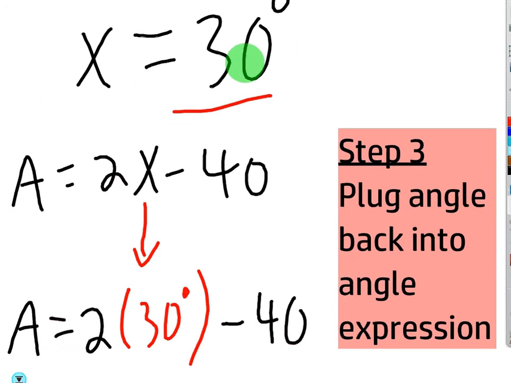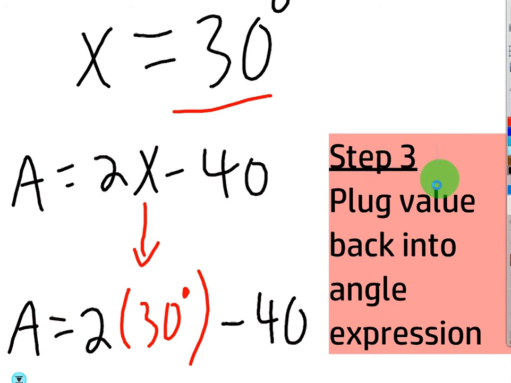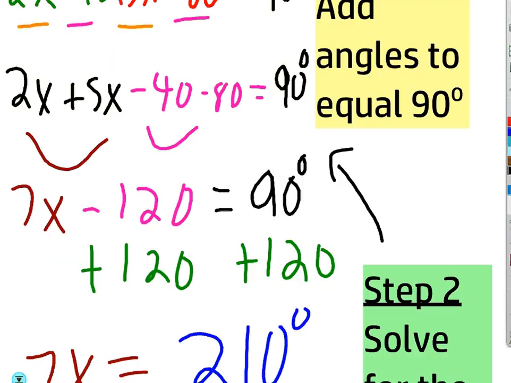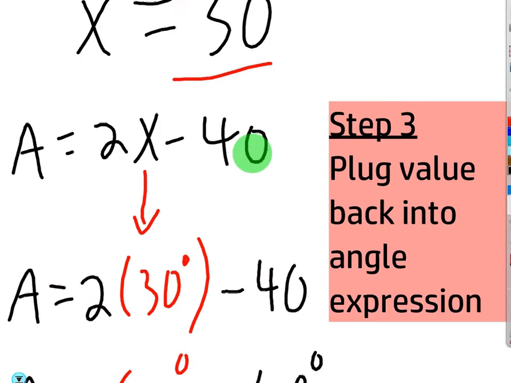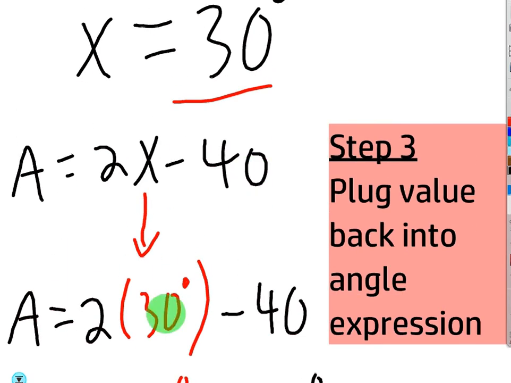Step 3 is now to take that x value and plug it back into the angle expression. Okay, and maybe this step should say plug variable back into angle expression. Let's fix that. We'll call it value. Okay, it's the variable value. So we're going to plug the variable value back into the angle expression. So we're going to take 30, and since A is equal to 2x minus 40 according to the original problem, we're going to take that x value and plug it back in into the angle expression.